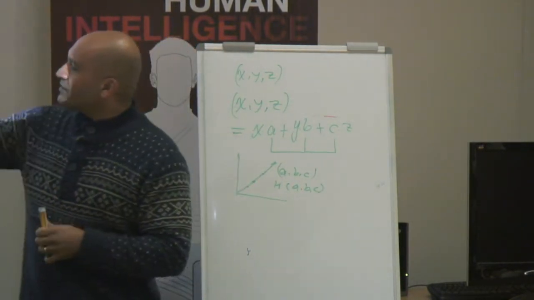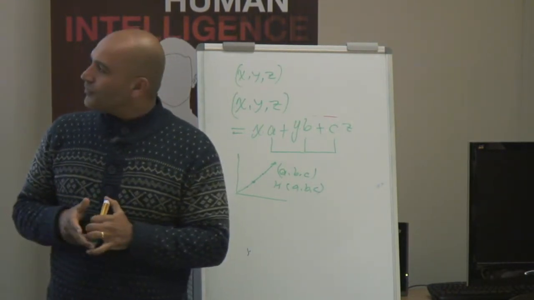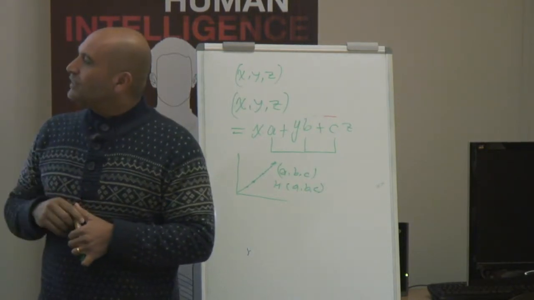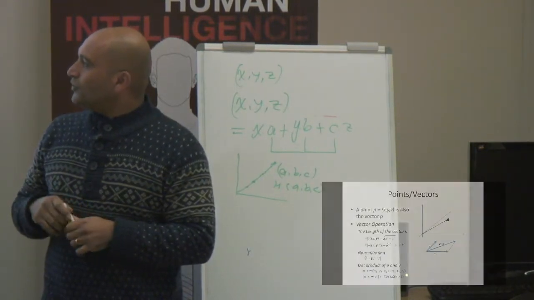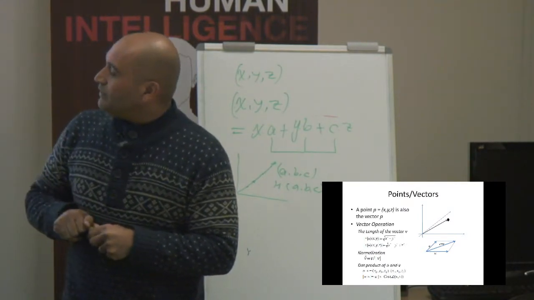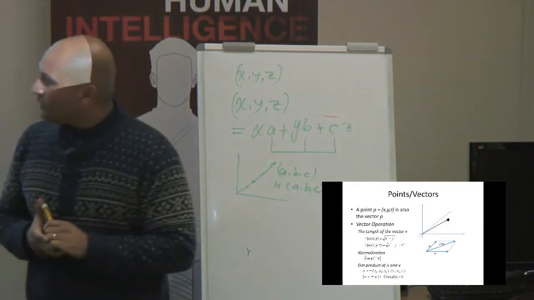Any other point will be represented as the unit vector multiplied by a scalar. Now, this is how we usually take the length of a vector: x squared plus y squared, and the square root. It's the same thing in 3D space. What we call normalization is dividing by this length.